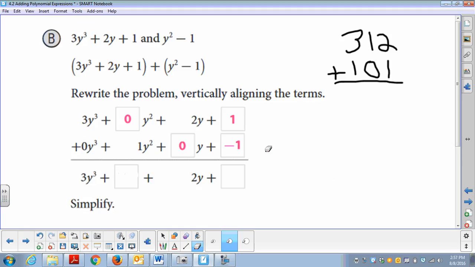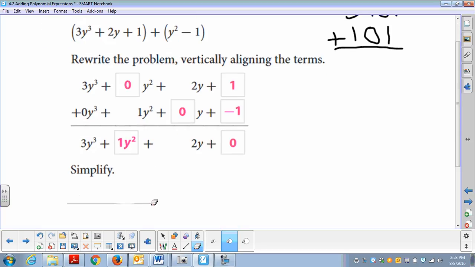Okay, once I have it lined up perfectly, I can go ahead and just add. One minus 1 is going to get me 0. Okay, 2 plus 0 is going to get me 2y. 0 plus 1y squared is going to be 1y squared. And 3y cubed plus 0y cubed is 3y cubed. Then once you simplify it, you get 3y cubed plus y squared plus 2y.